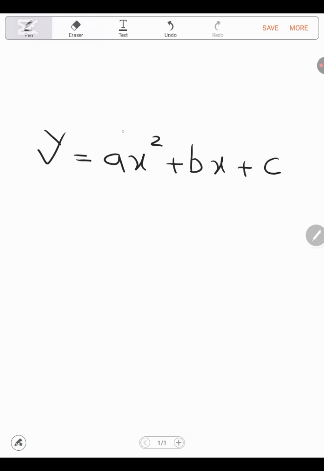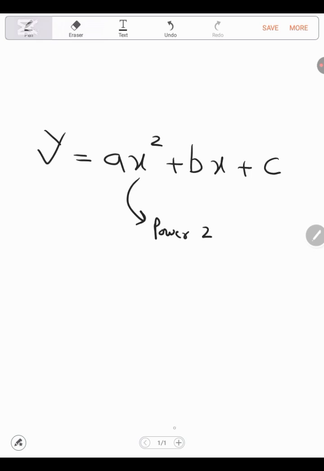Okay, any line that has a standard form like this, y = ax² + bx + c, and over here, as you can see, this x has a power of 2. Whenever you have a power of 1, then it's a linear equation. Over here it has a power of 2, which indicates that this is a quadratic equation. And obviously if it's a quadratic equation, then it will form a curve.